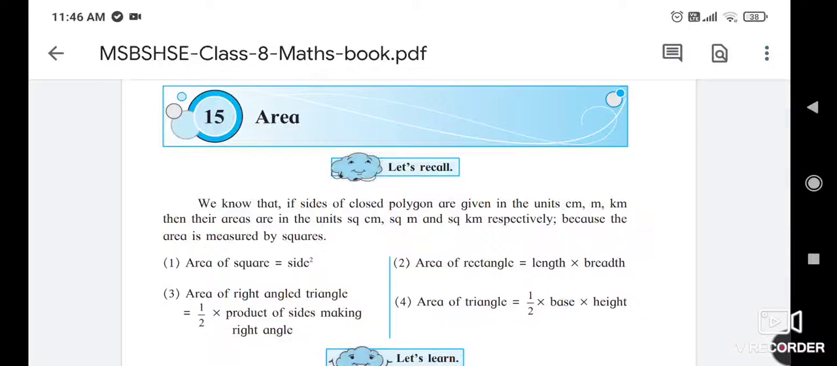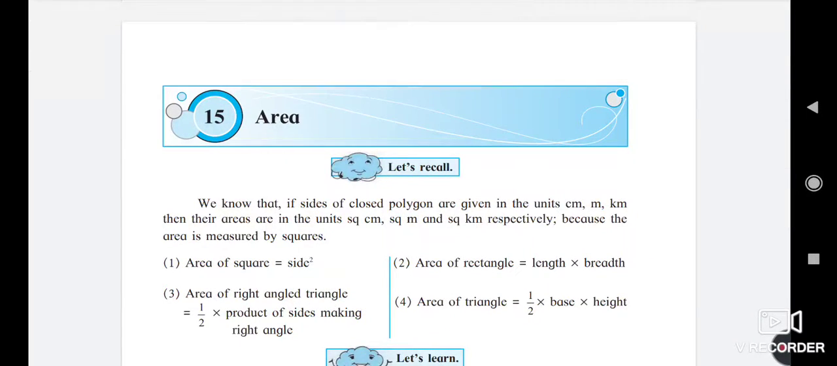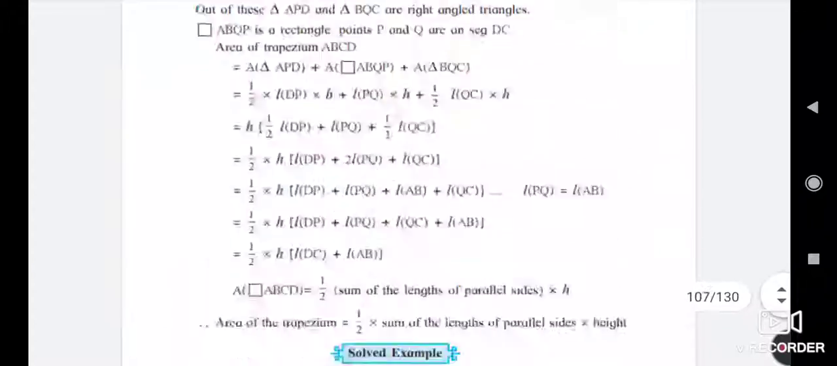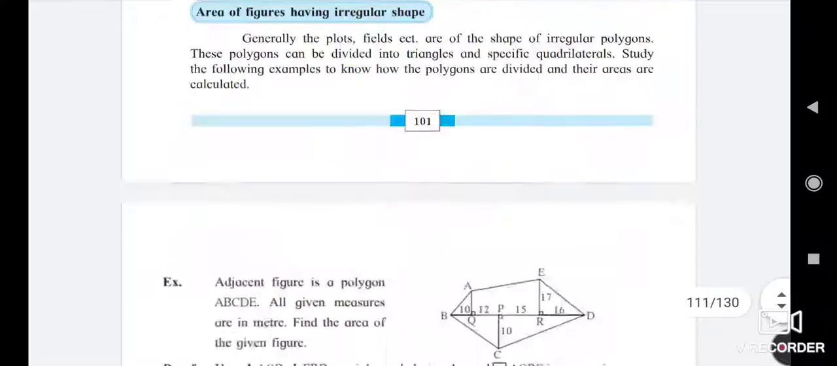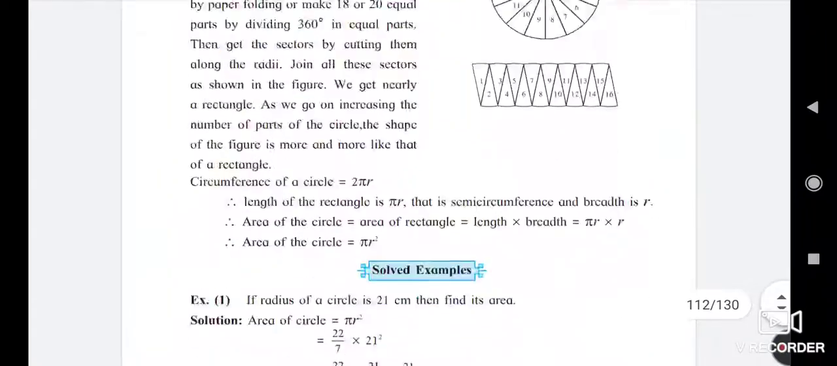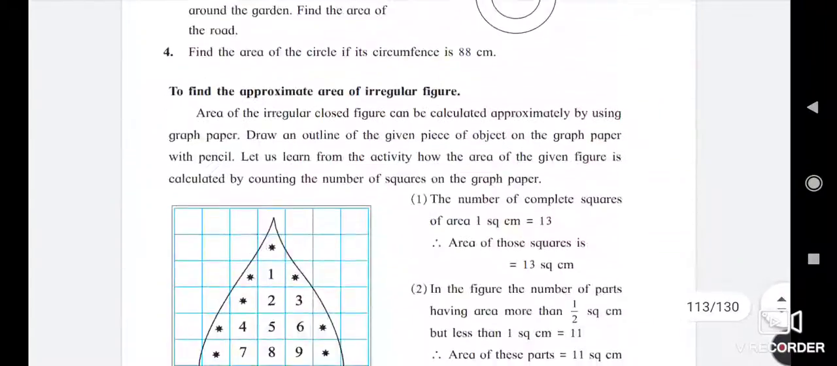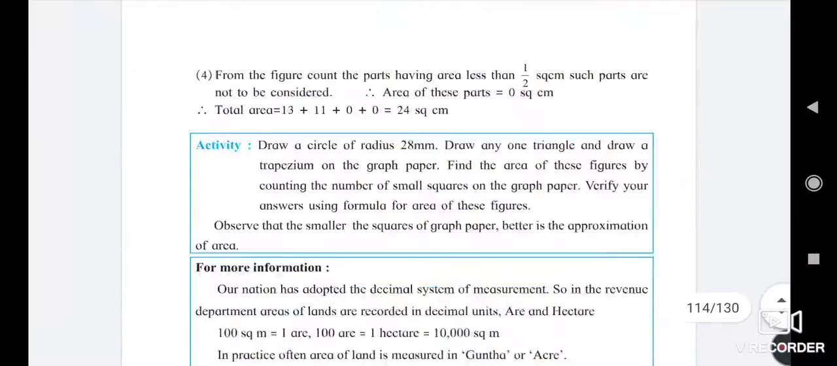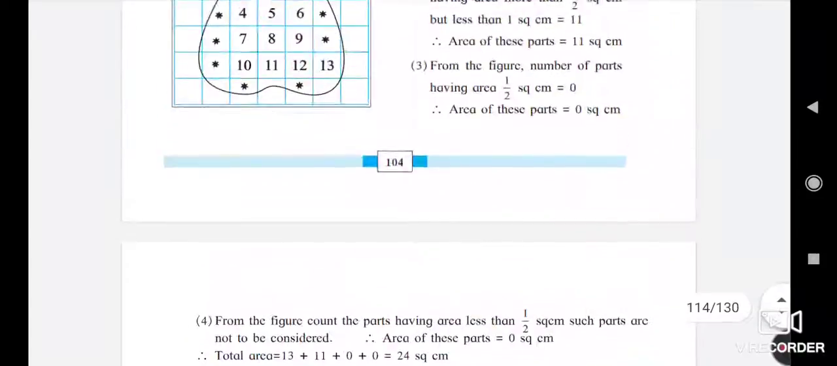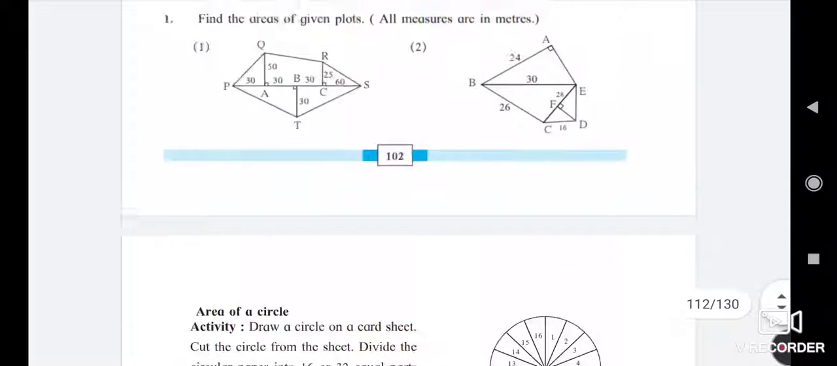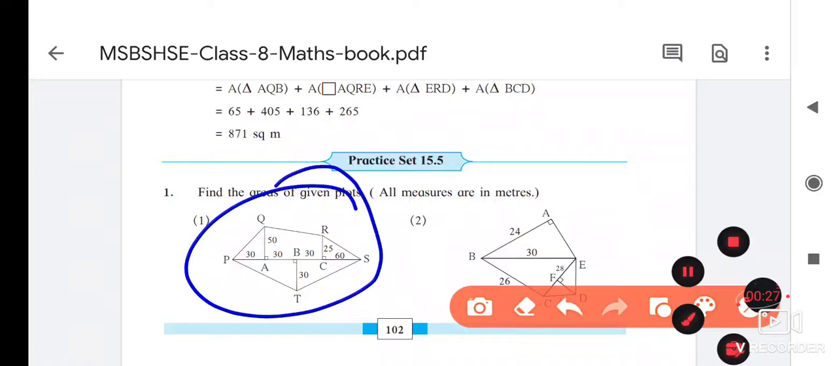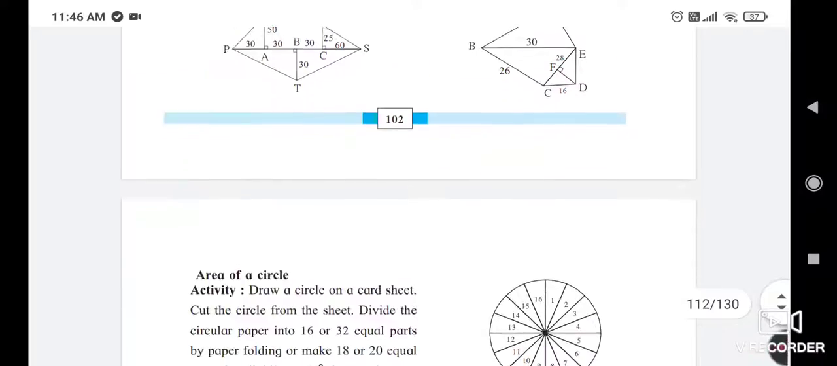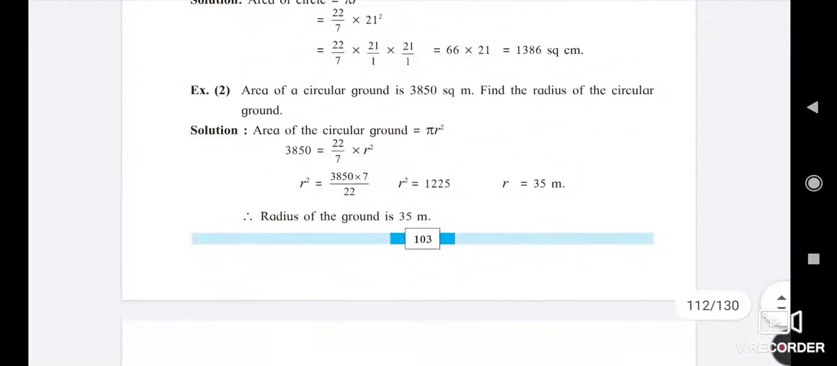Number 15, area. In this lesson today we will see the next part of our lesson, and that is to find out the area of an irregular shape. We have seen so many shapes like rhombus, rectangle, square, triangle. It doesn't have a particular shape that we studied, but we can make the shapes inside it, and then we can find its area.